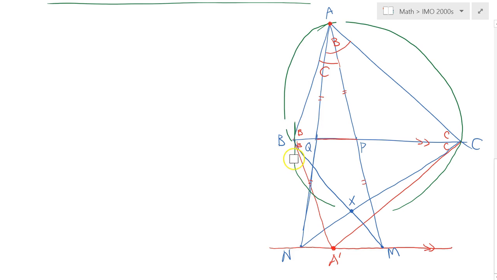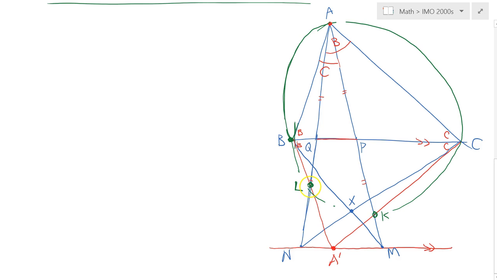For now I don't know what's going on around here, so let me just draw it like this. It definitely goes through the point B. So I'm drawing the circumcircle. I claim that these two points also are on that circle. Let me call this point L and this point here K.